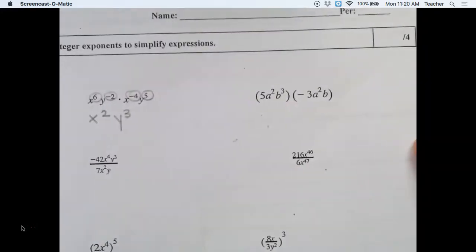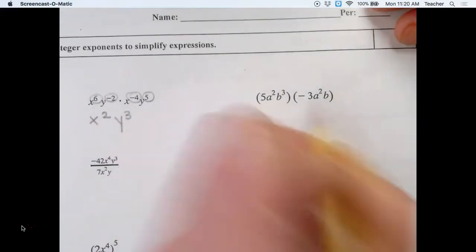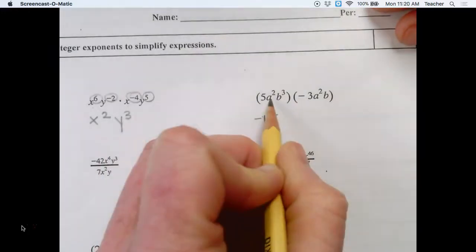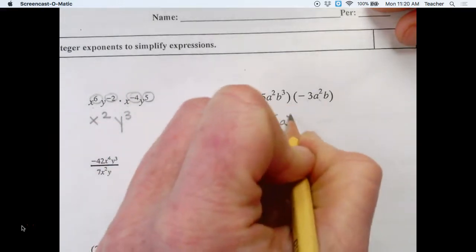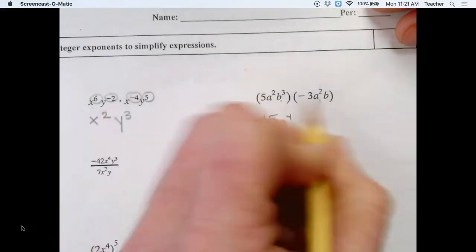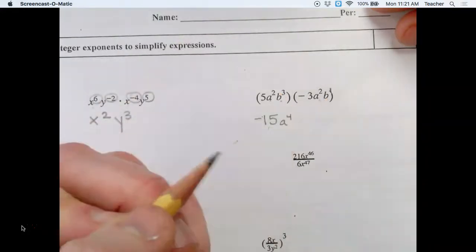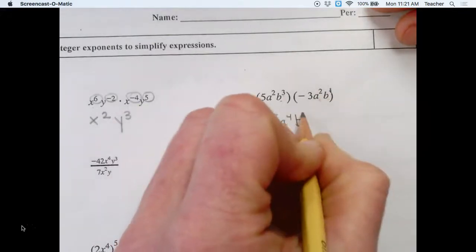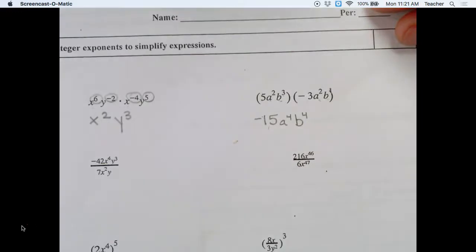Same thing here. This is 5 times negative 3. That's negative 15. I have a squared and a squared. 2 plus 2 is 4. There's 4 a's. B to the third times b. That's b to the first. We don't write b to the first, but it's b to the first. So we add the exponents. 3 and 1 is 4. Right? Because there's 3 b's and 1 more b, so there's 4 b's.